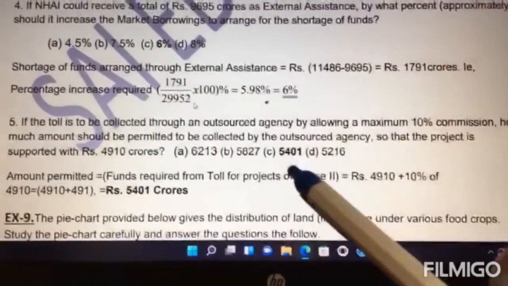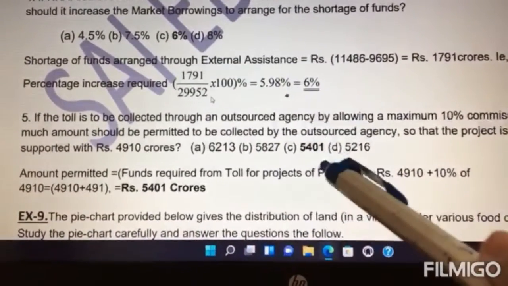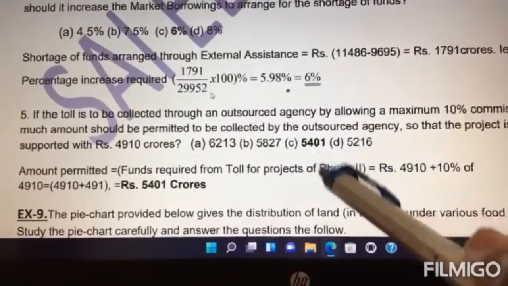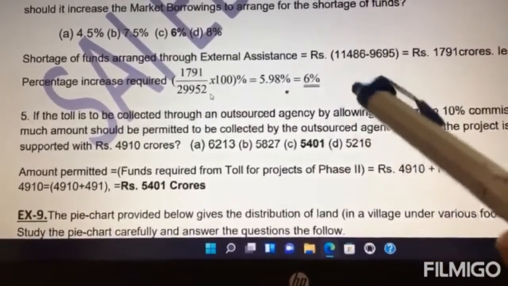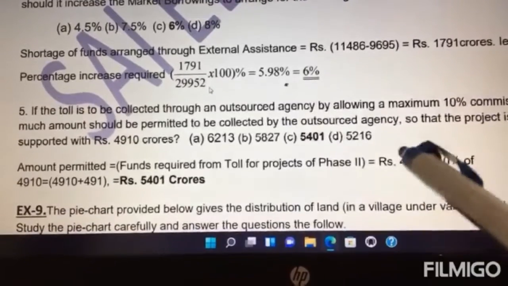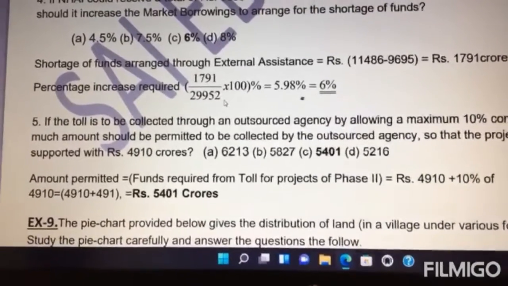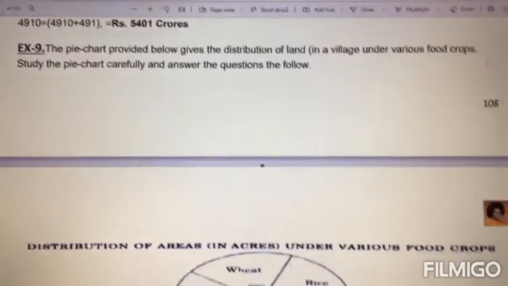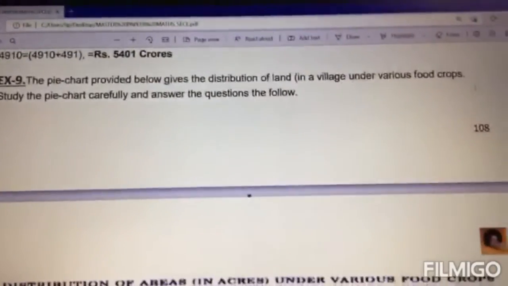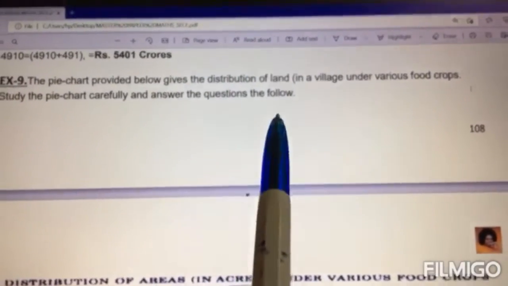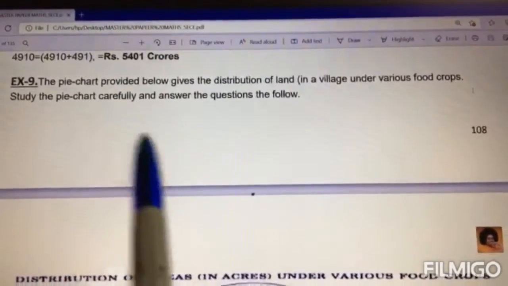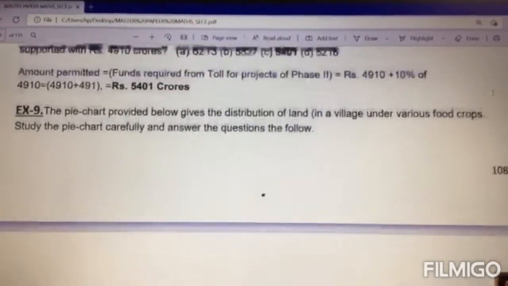So the total amount that we raise through toll collection should be this amount, because after we subtract the 10% commission to the agency, we will get this amount, which is the actual amount that we need through toll collection. All right. I hope this is clear. Right. Let's move on to question number 9. The pie chart provided below gives the distribution of land in a village under various food crops. Study the pie chart carefully and answer the questions below.